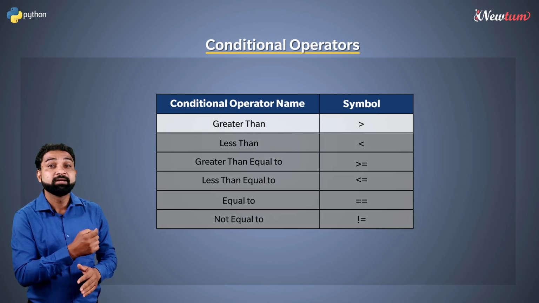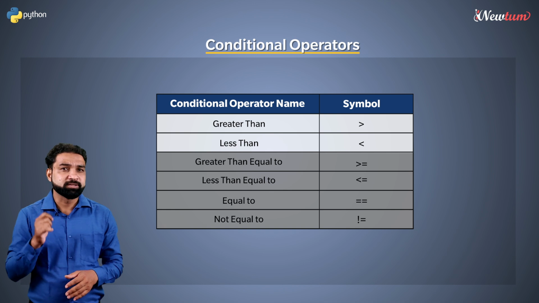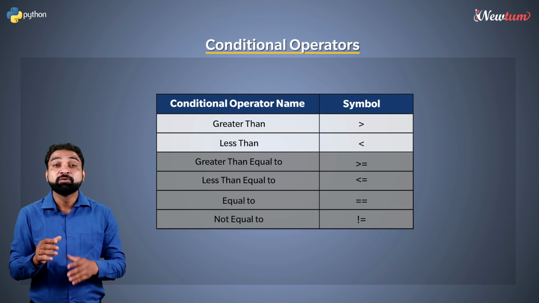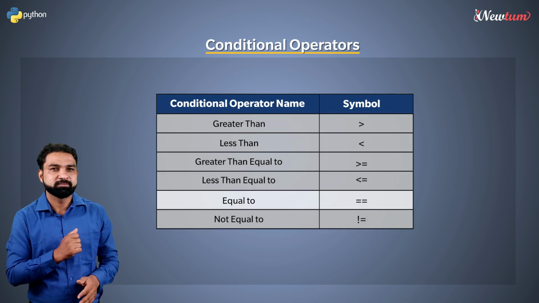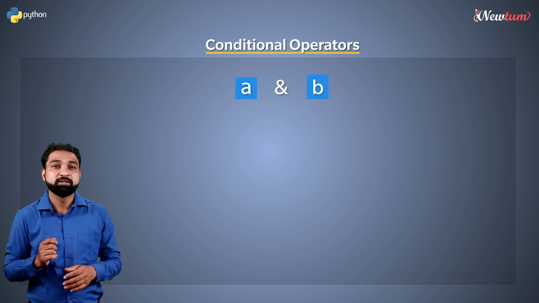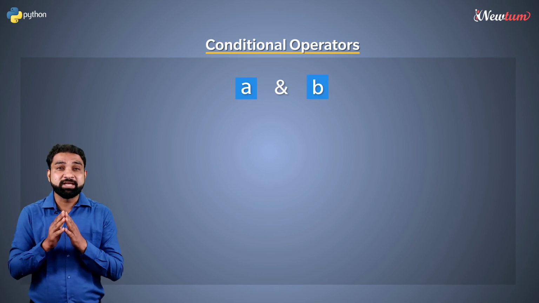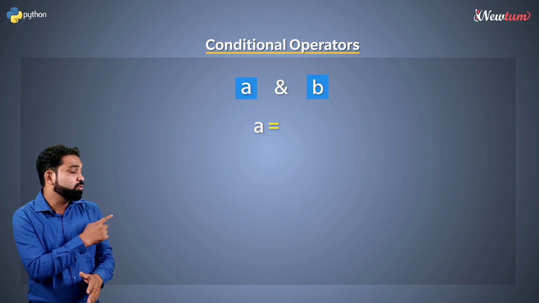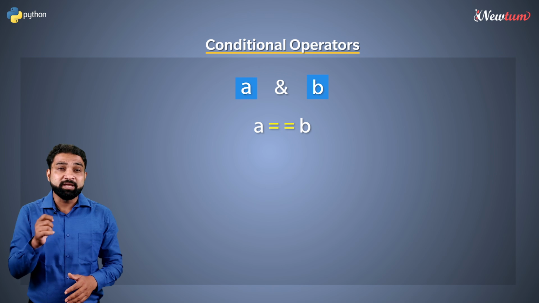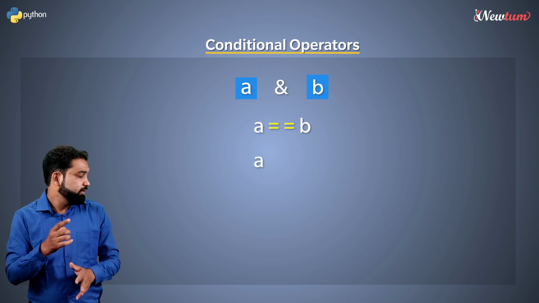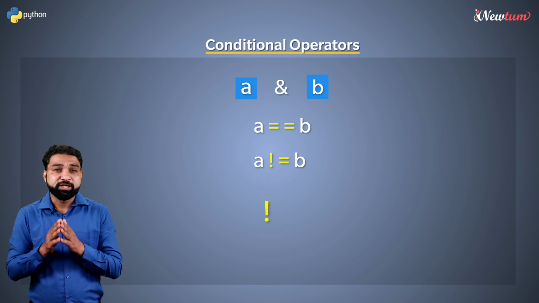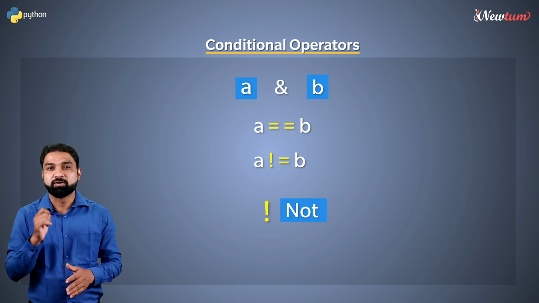Here, greater than and less than are commonly used operators, but when we have to check the equality of two values, we use the equal to operator. Suppose we have two variables a and b. To check if they are same, we will write a == b like this. To check if the value of a is not equal to b, we will write a != b. Here, the exclamation sign is pronounced as not.